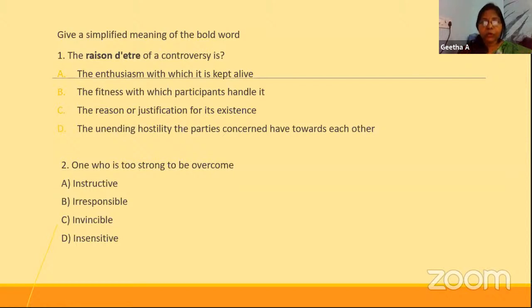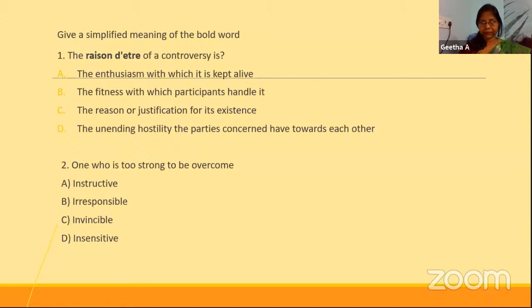One who is too strong to be overcome. Like you have instructive, irresponsible, invincible and insensitive. I think this might be an easy one, right? One who is too strong to be overcome, a very strong person. That's all. So when you look into the answers, you can understand which will be the right answer, right?